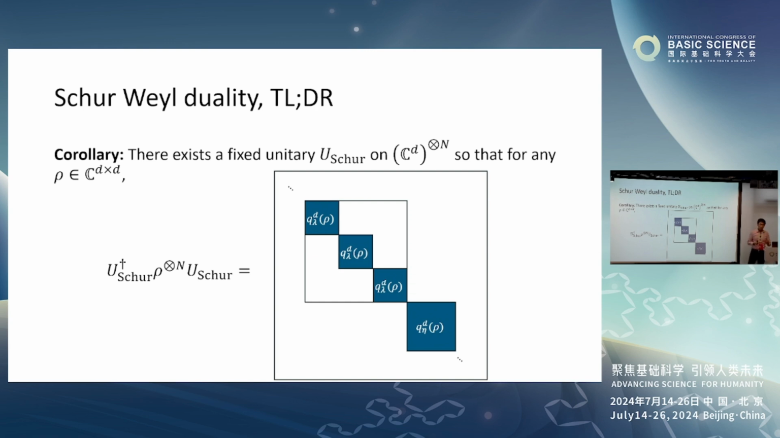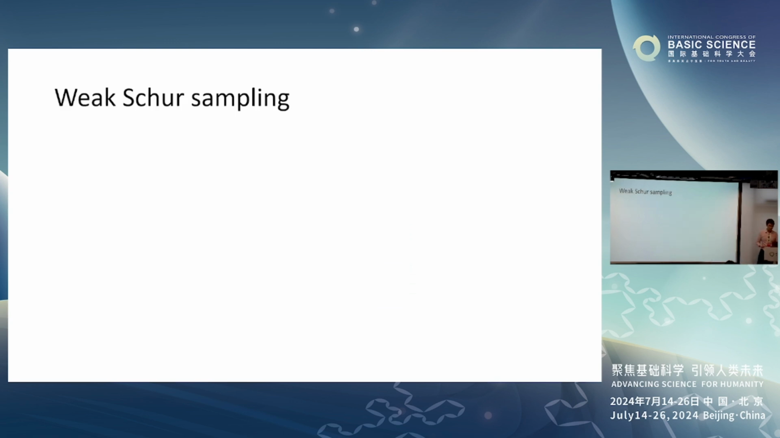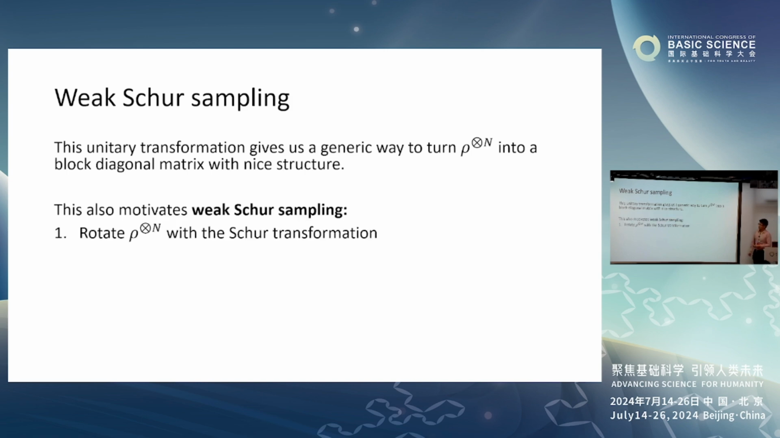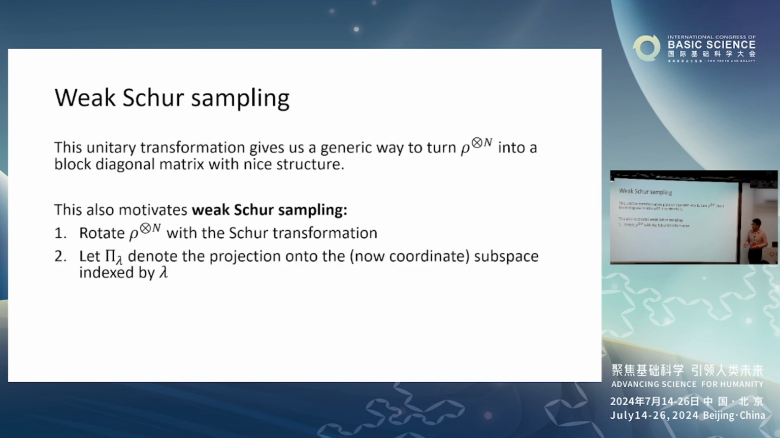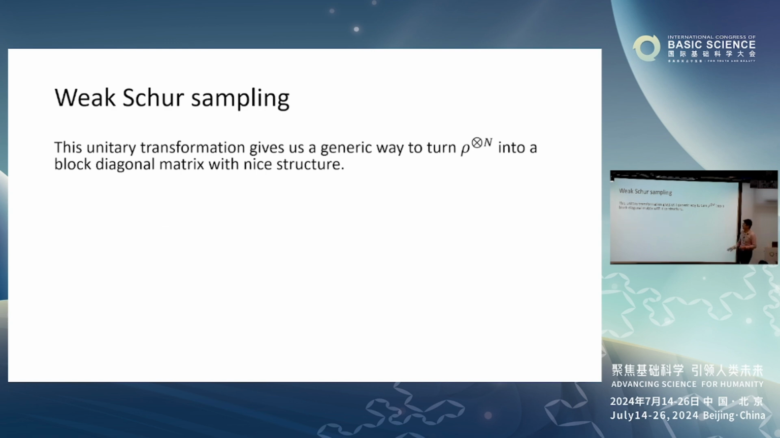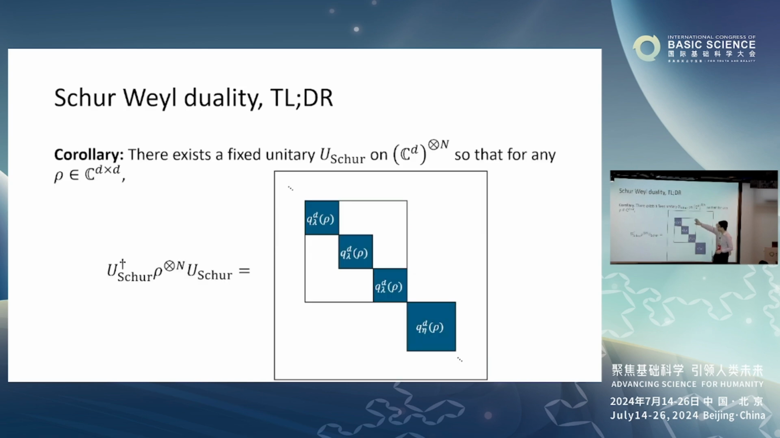This is important for us because it means that any measurement should also be block diagonal with respect to this block diagonal structure. There's no reason not to commute with this structure that holds for all rho tensor n. So in this basis, the optimal measurement should be block diagonal. And this is exactly what weak Schur sampling says. Weak Schur sampling first rotates rho with this Schur transformation, U sub Schur. Then let pi lambda denote the projection onto the coordinate subspace indexed by lambda. So pi lambda is just a projection onto this coordinate subspace in the Schur space.